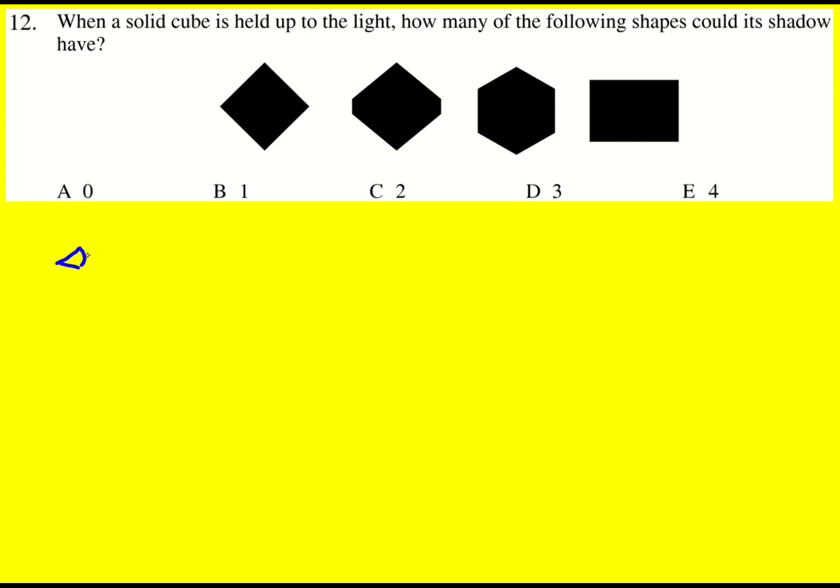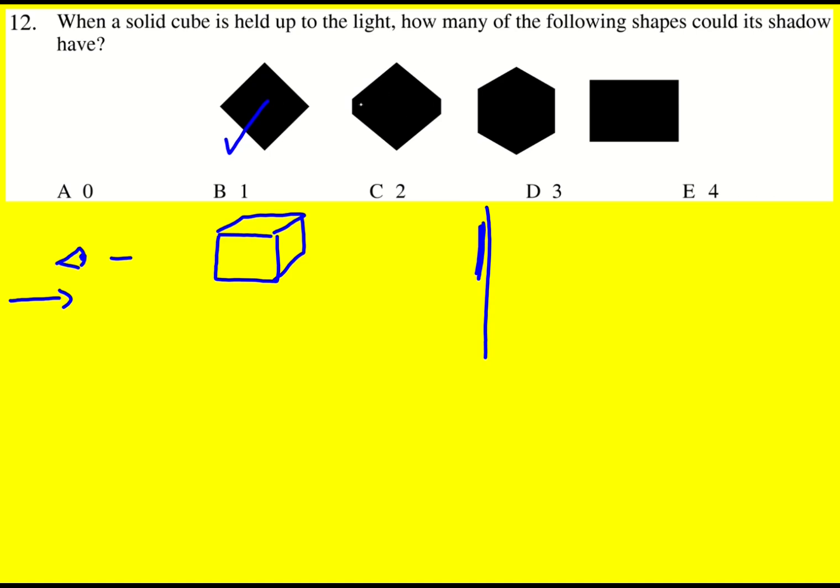So let's imagine this is our eye, and we're looking out at this cube. And if we just have it straight on, so the square face is actually facing our eye, and then the light shines from behind, then on the wall it would look exactly like a square. So that one is definitely going to be possible. It's just a square that's been rotated.